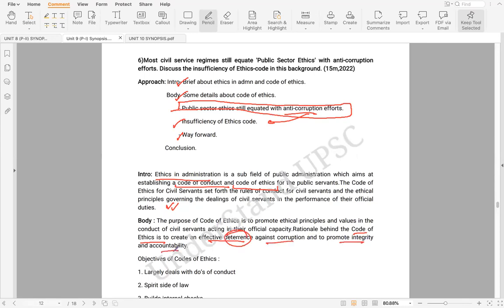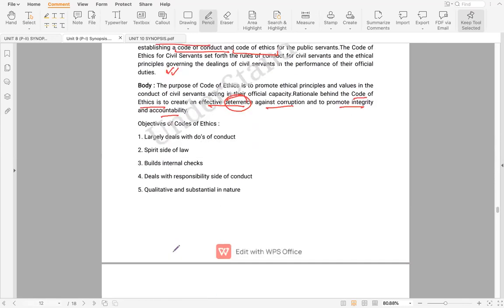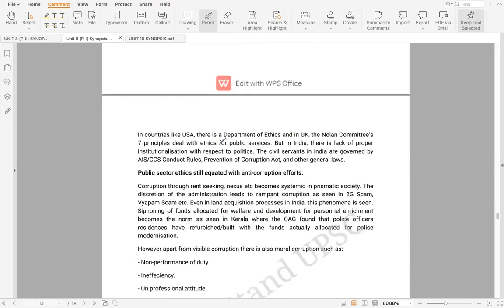Rationale behind the code of ethics is to create an effective deterrence against corruption and to promote integrity and accountability. Talking about the code of ethics in its entirety, the objectives would be largely dealing with the do's of conduct, spirit side of law, building the internal checks and balances, dealing with the responsibility, qualitative and substantial in nature. Give out some examples.